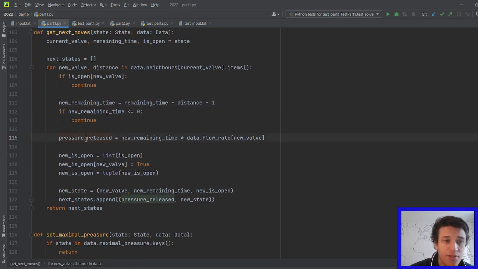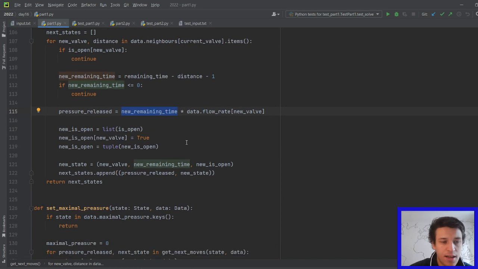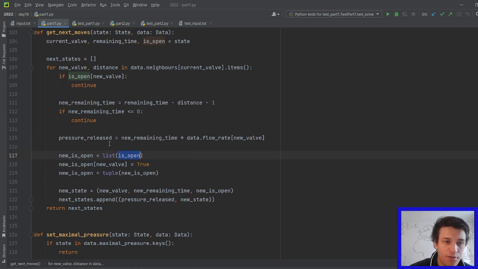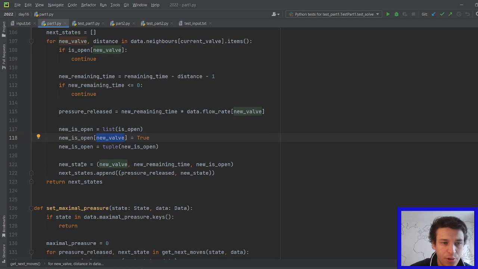Then we will consider the pressure we'll be able to release by opening that valve. So that will be the flow rate of the valve times the remaining time we have after opening the valve. We will also have to update the valves that are open. So that will be the same as what was open for the previous state, but the new valve will also be open. And then we can use this to define the new state, which has the new valve, the new remaining time, and the new valves that are open, and add it to the next states.